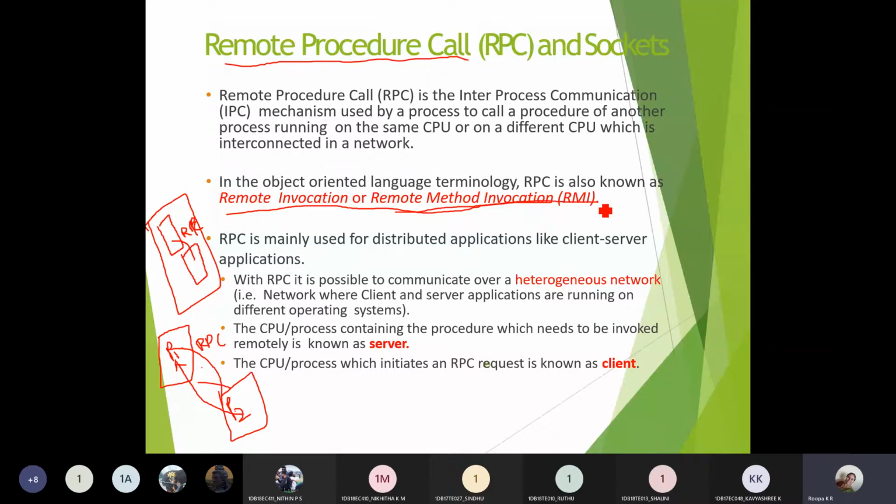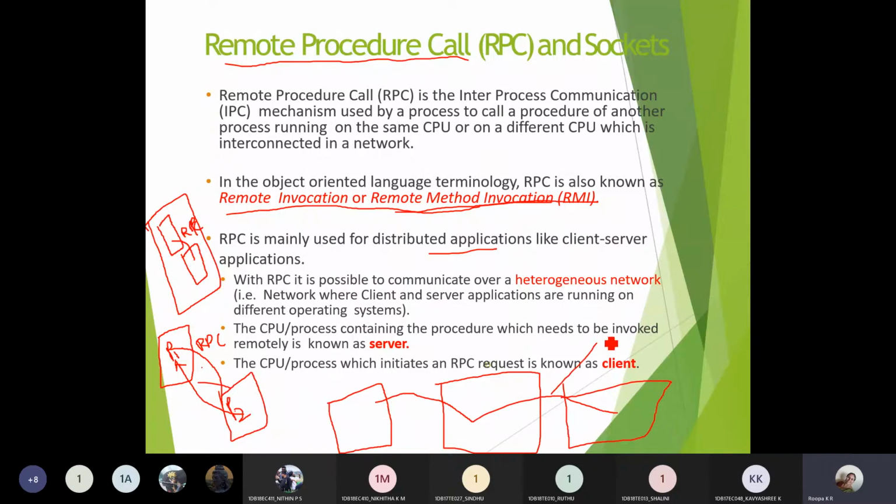So RPC is mainly used in distributed applications. Distributed applications means you have some 2 to 3 systems which are working for the same application. Suppose all these will be working together for certain operations of a certain application, then it is said to be a distributed application. So this can be the main processor, and it can give instructions to the other processors which are connected to it.